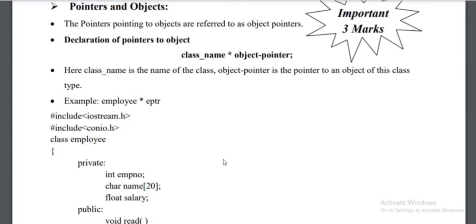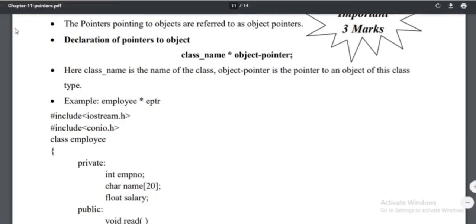So what is an object pointer here? The pointer which is pointing to an object is referred to as an object pointer. This topic is very important for a 3 marks question. So what is an object pointer? A pointer which is pointing to an object is referred to as an object pointer.